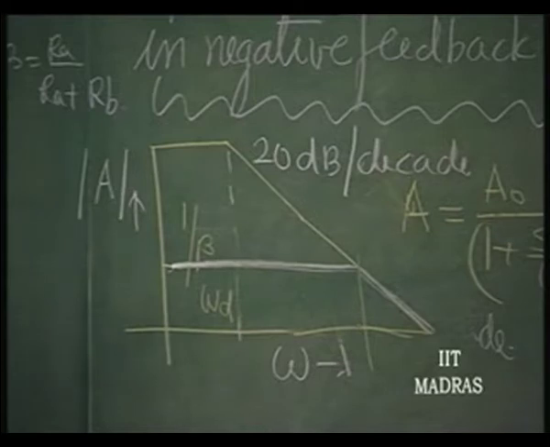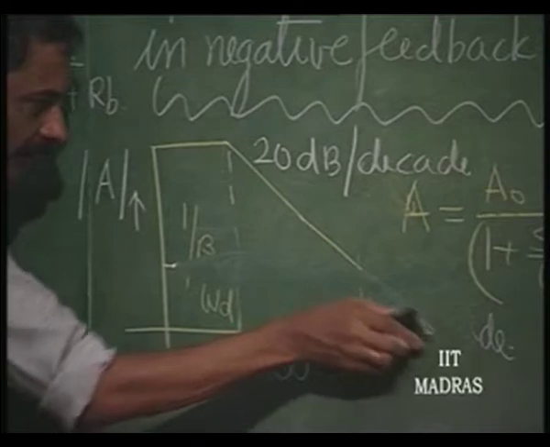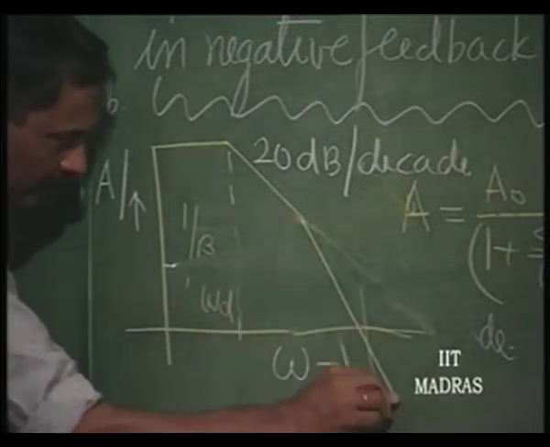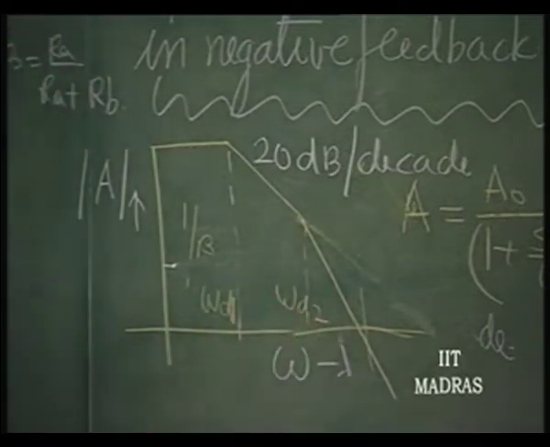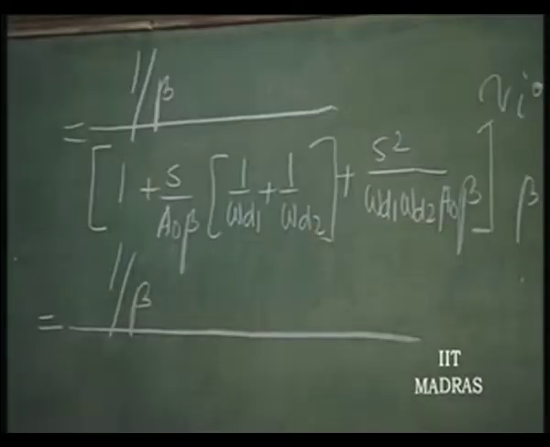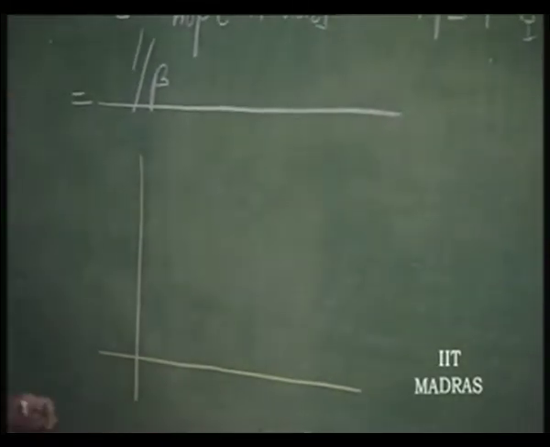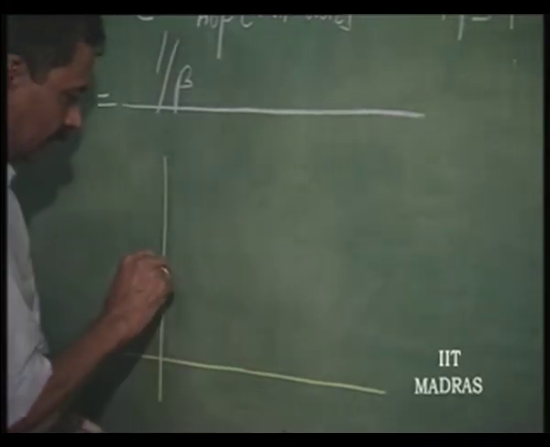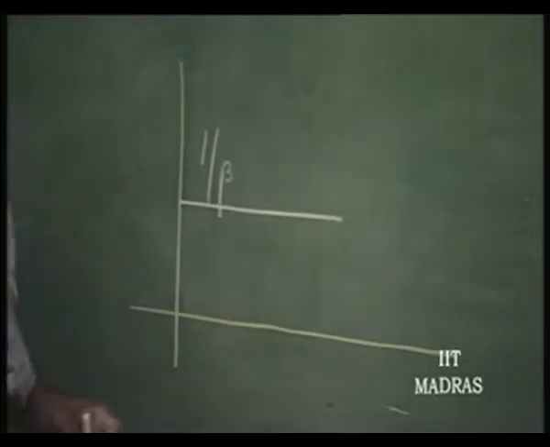Now, when you changed it over to dominant poles, which are 2 in number, this is omega d1, this is omega d2. I would like to know what happens to the transfer function. So, this is very interesting now. Draw this. If I draw this, the gain is going to be again 1 over beta, just like the other one.